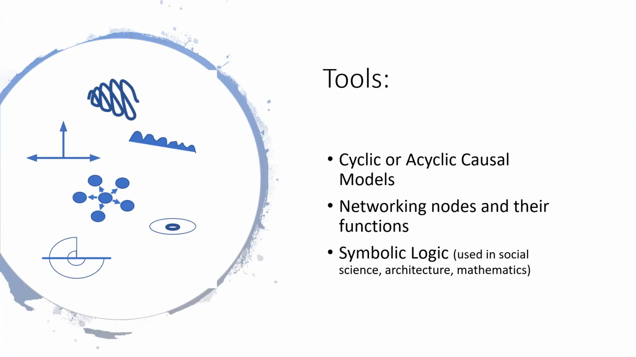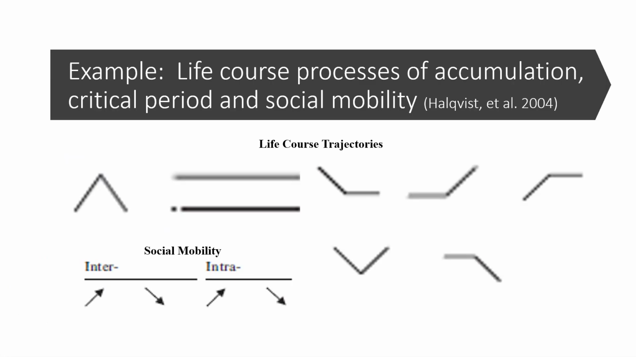Here are some tools that I've seen that are commonly used for modeling. These are cyclic or acyclic causal models, networking nodes and their functions, and symbolic logic. Last, here are some more symbols that can help you develop your models. These examples are from a study on life course processes and socioeconomic disadvantages for those susceptible to heart attacks.